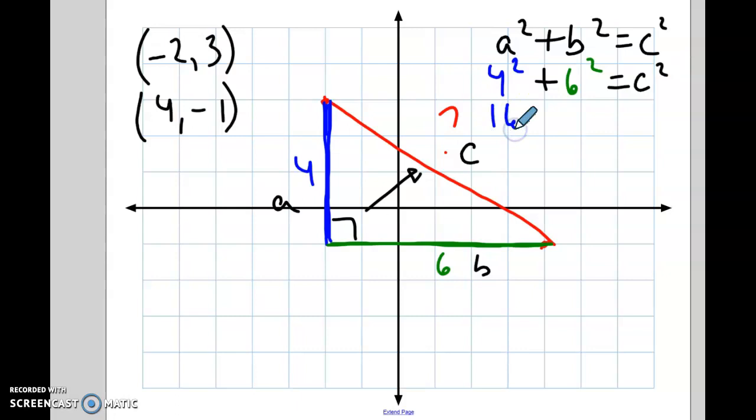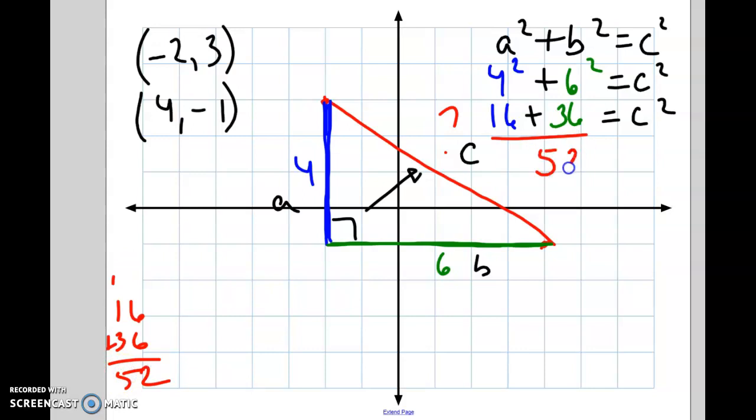4 squared is 16. 6 squared is 36. Add those, and it still equals c squared. So now I need to add these two together: 16 plus 36. I'm going to do my scratch work over here. That's 12, carry the 1, that's 52. So this is 52, and that equals c squared. Now remember, I don't want c squared, I want c, so I'm going to square root both sides, in which case now I'm left with c, and I'm going to approximate the square root of 52.